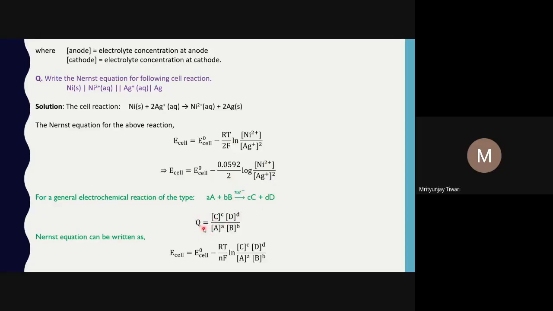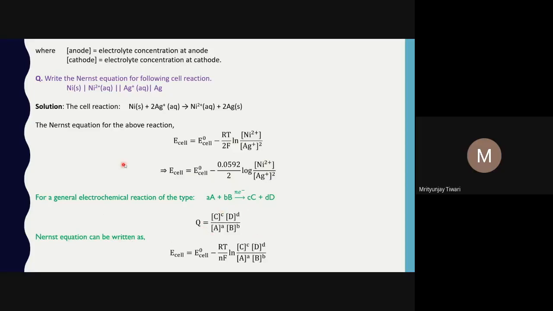We can write the reaction quotient Q as the concentration of product C to the power of its stoichiometric coefficient, into the concentration of product D to the power of its stoichiometric coefficient, divided by the concentration of reactant A to the power of its stoichiometric coefficient, into the concentration of reactant B to the power of its stoichiometric coefficient. This is how we get the equation for the reaction quotient.